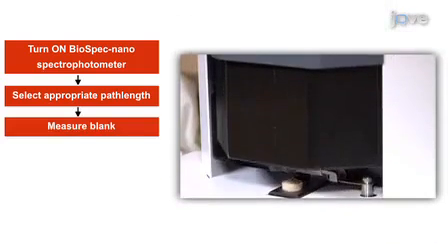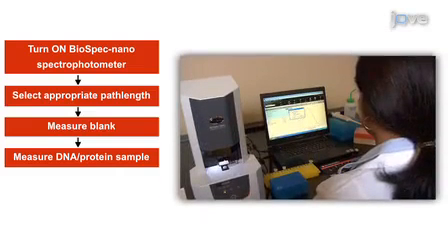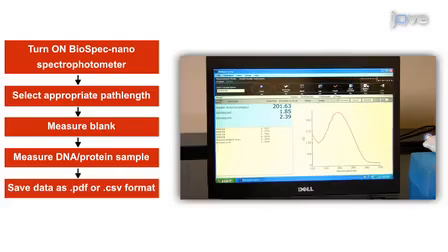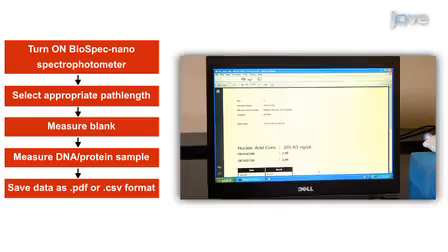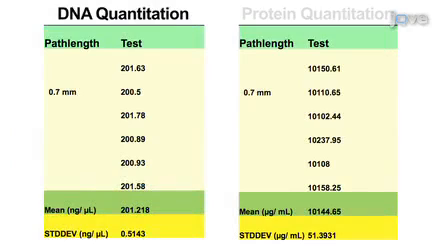Next, the DNA or protein sample is measured. The final step of the procedure is to save the data in PDF or CSV format. Ultimately, highly reproducible results for DNA and protein quantitation can be obtained rapidly and accurately by this method. The main advantage of this technique is it's fast, precise, and reproducible.